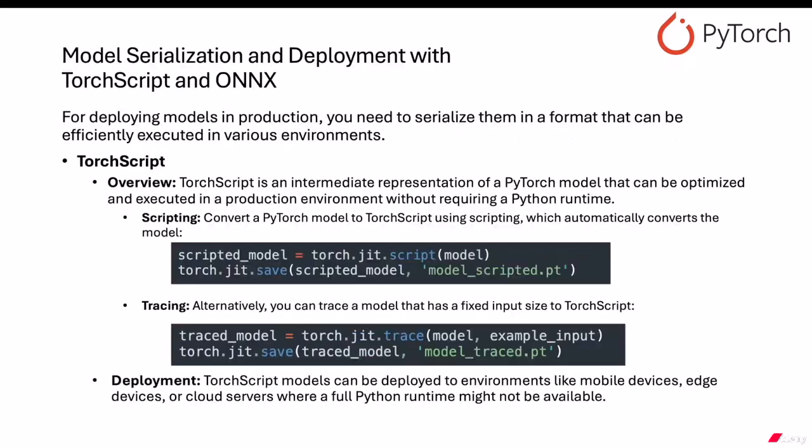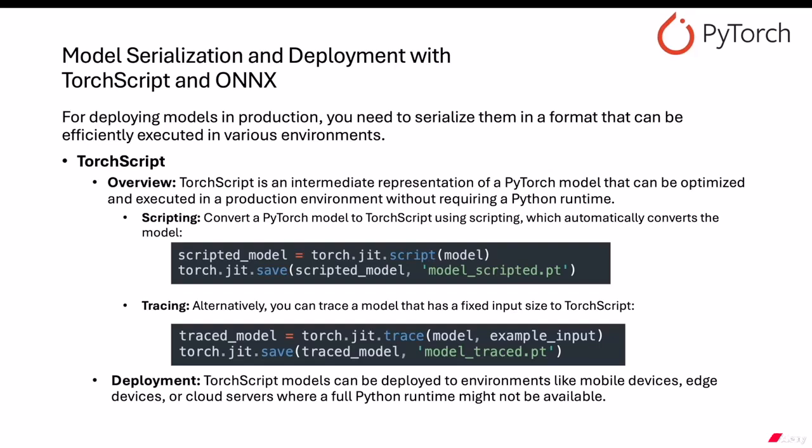Model serialization and deployment with TorchScript and ONNX. For deploying models in production, you need to serialize them in a format that can be efficiently executed in various environments. TorchScript. TorchScript is an intermediate representation of a PyTorch model that can be optimized and executed in a production environment without requiring a Python runtime.